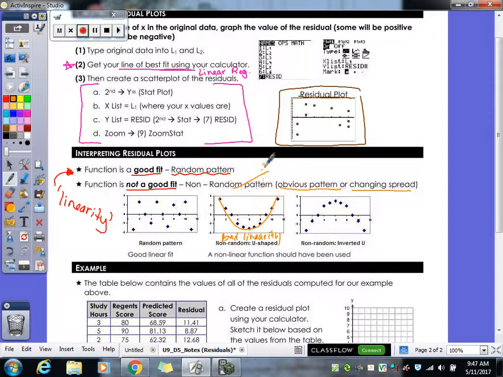Same thing for this one. It has a very distinctive upside down U shape. So that one is not a good fit. It has bad linearity.